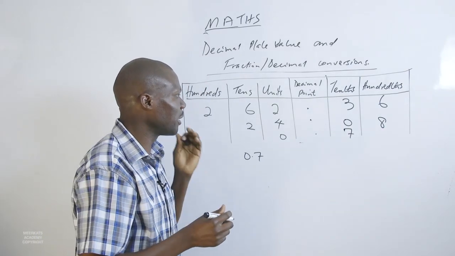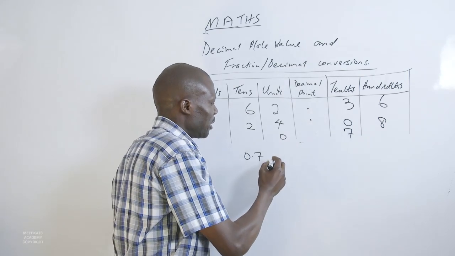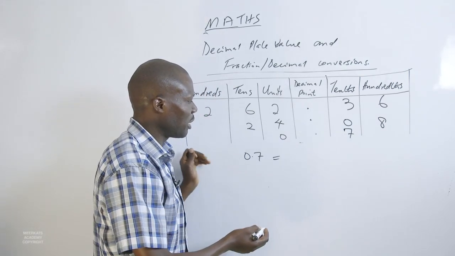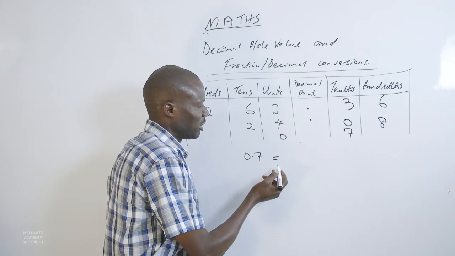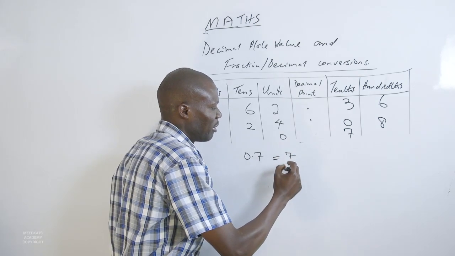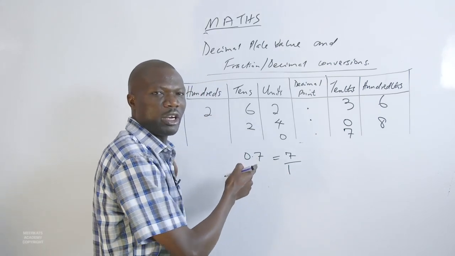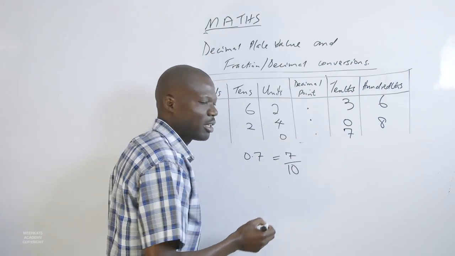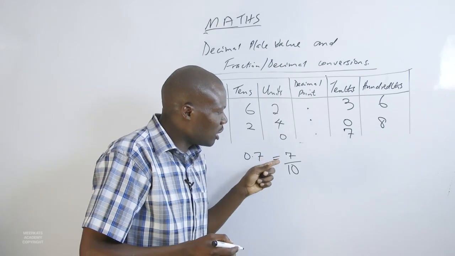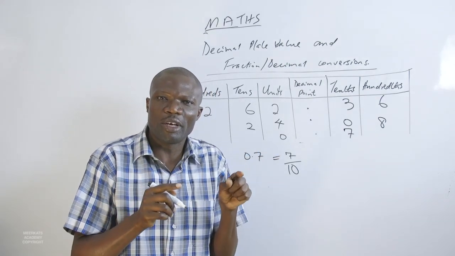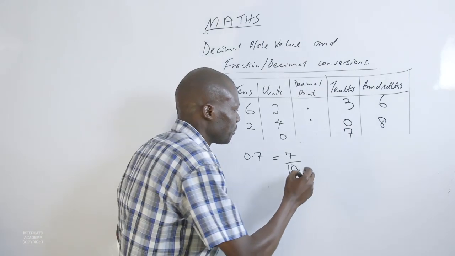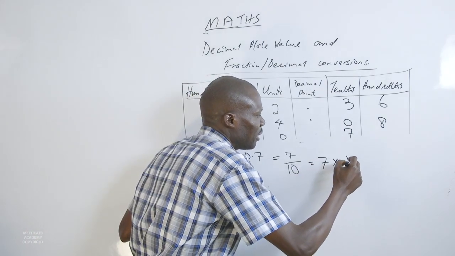What am I trying to say? That if we were to convert this, we want to remove this point. So this one will be 7 over how many zeros after 1? There is only one decimal place, so there is only 1 zero. Remember, this one is equivalent to 7/10.